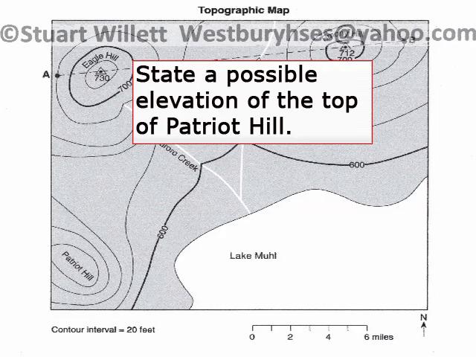The next question: state a possible elevation of the top of Patriot Hill. Well, Patriot Hill is down here on the left. I've just highlighted it. And when they say possible elevation, that could be the lowest possible, the highest possible, or anything in between.